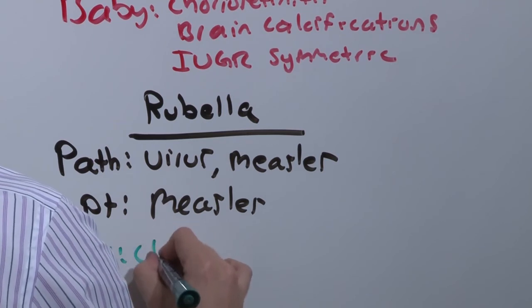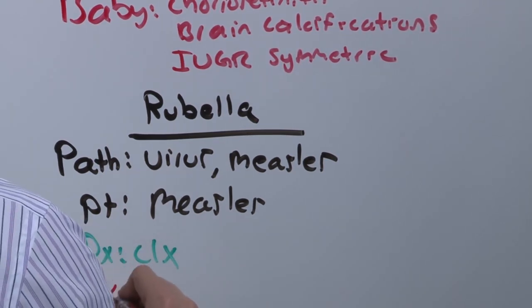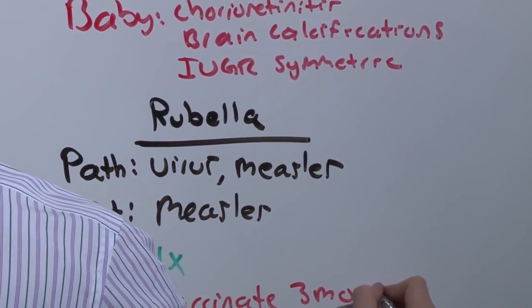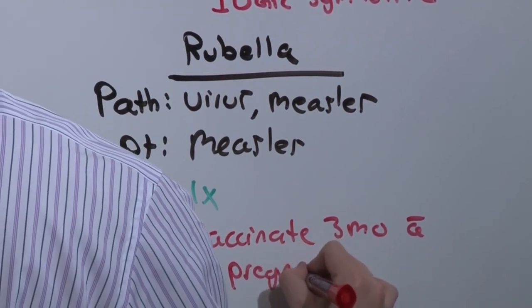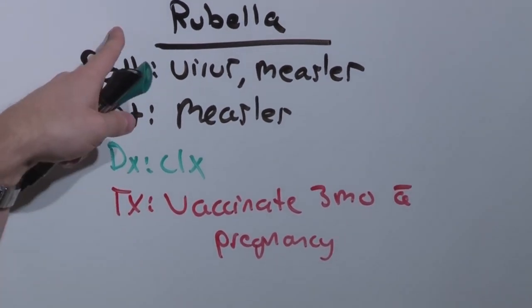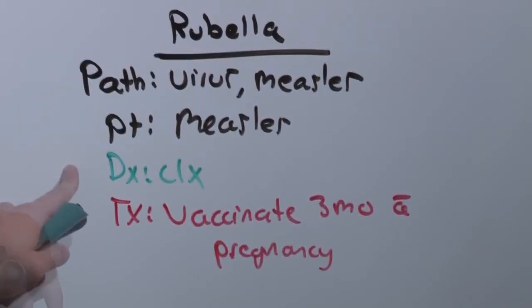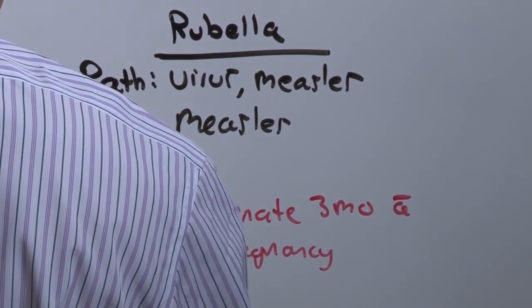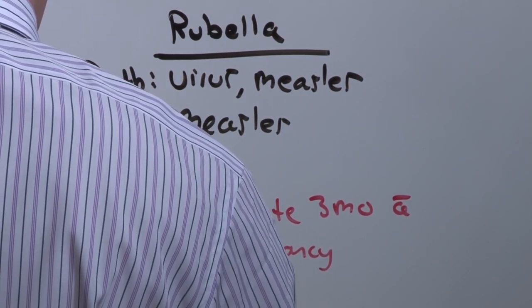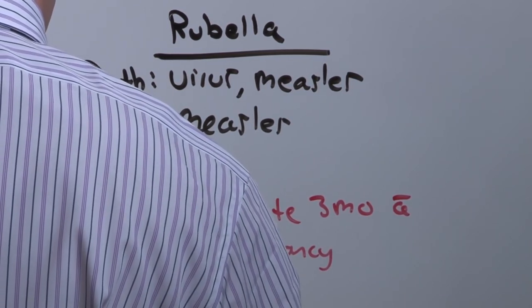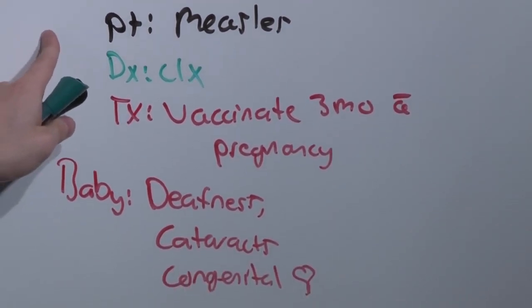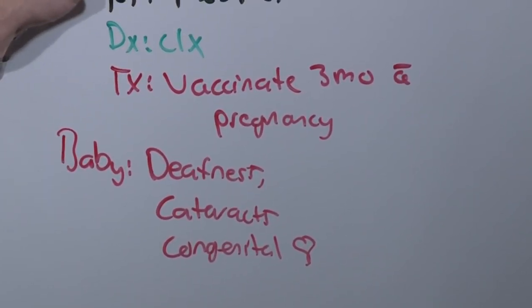The diagnosis is clinical. The treatment is that you should have vaccinated, but you must vaccinate 3 months before pregnancy starts. The reason is this is a live virus, and if you vaccinate mom while she's pregnant, you expose baby to the virus, causing the rubella syndrome. That syndrome is deafness, cataracts, and congenital heart disease. Lowest yield on the list, rubella, but if they do give you a history of refusal of vaccines or being from a foreign country, this one should jump to the top of your mind.